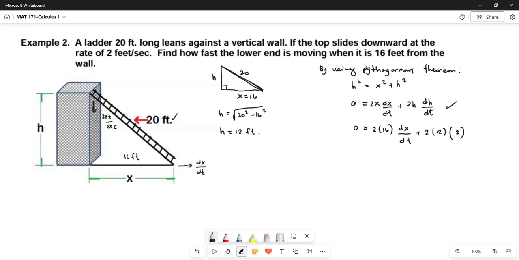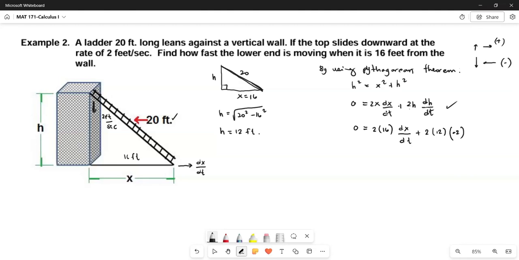Yung 2 natin, yung 2 feet per second, since pababa yan, i-adapt natin na negative siya. So, parang lahat ng pataas na direction and papunta sa kanan, yan ay positive values. Pag lahat naman ng pababa and papunta sa kaliwa, sila ay negative values. Pero exclusive lang to sa rate of change with respect to time. Pero kung constant naman, hindi nyo kailangan i-consider. Okay, so kaya naging negative 2 ito.